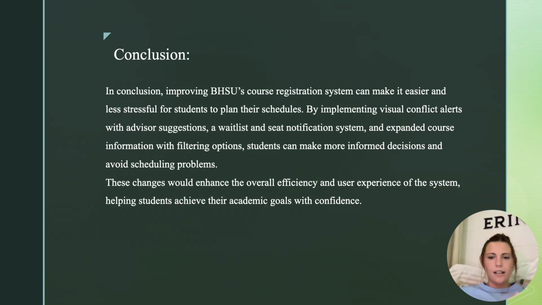But lastly, I just wanted to conclude this video about different ways to improve Black Hills State's course registration system and how we can make it easier and less stressful for students to plan their schedules, by doing visual conflict alerts with advisors, wait lists, seat notifications, and expanded course information. Students can make decisions on avoiding scheduling problems. Me personally, I think these changes would enhance the overall efficiency and user experience of the system, which will then help students achieve their academic goals with some confidence.